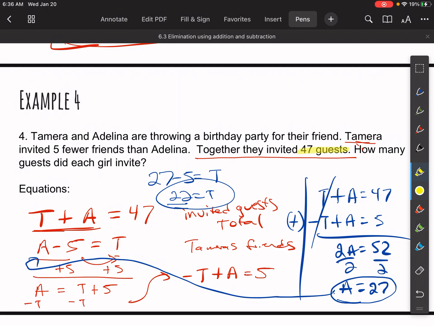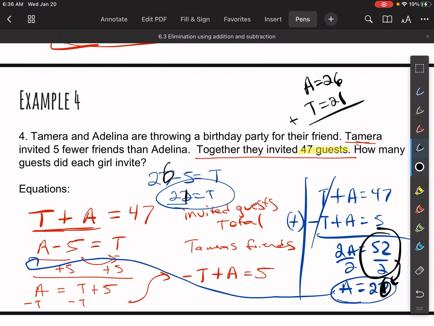Okay, what is 52 divided by 2? Hopefully none of you just took my word on that. 52 divided by 2 is not 27, it's actually 26. So that throws the whole thing off if a is now 26. If a equals 26, then this becomes 26 minus 5, which is actually 21. So if t now is 21, when I add those together, do I get the 47 total guests? Yes, I do.